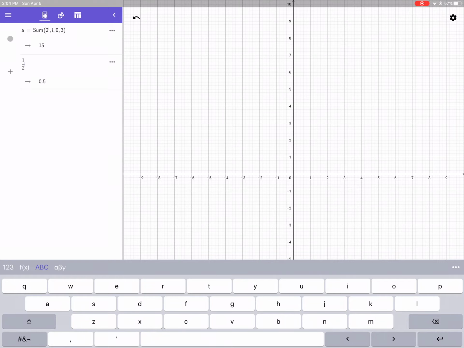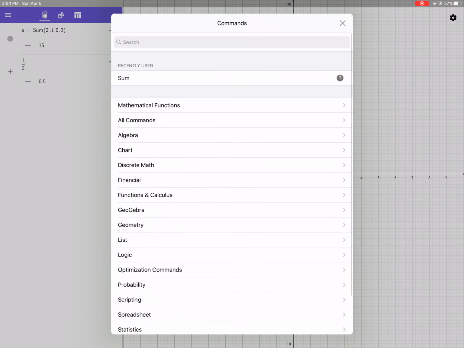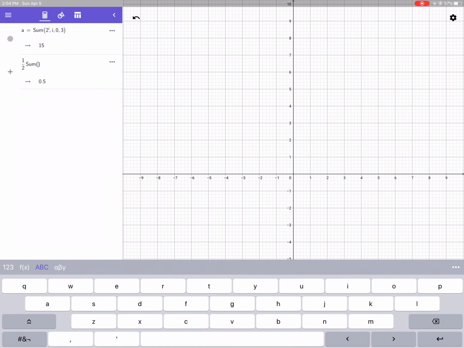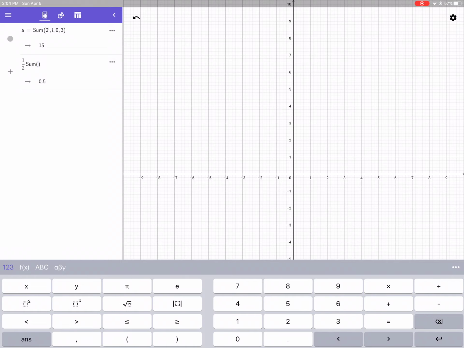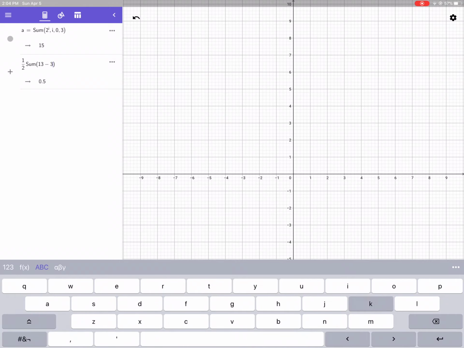Got to do that again. I'm going to click on my 3 dots. I'm putting in my sum. I'm going to do my expression, which is 13 minus 3K. Then I need a comma. Then I need my variable K.